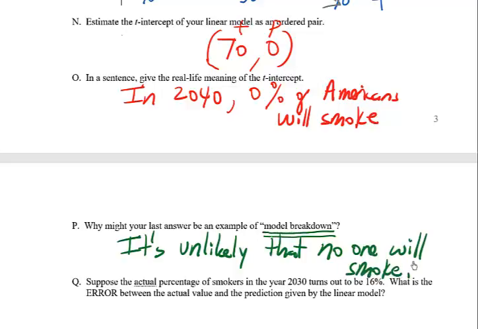You have to remember that the model is just a model. It's not going to describe every situation perfectly. The closer you are to the data, the more you would trust it. The further out into the future you go, perhaps the less likely you would trust it.